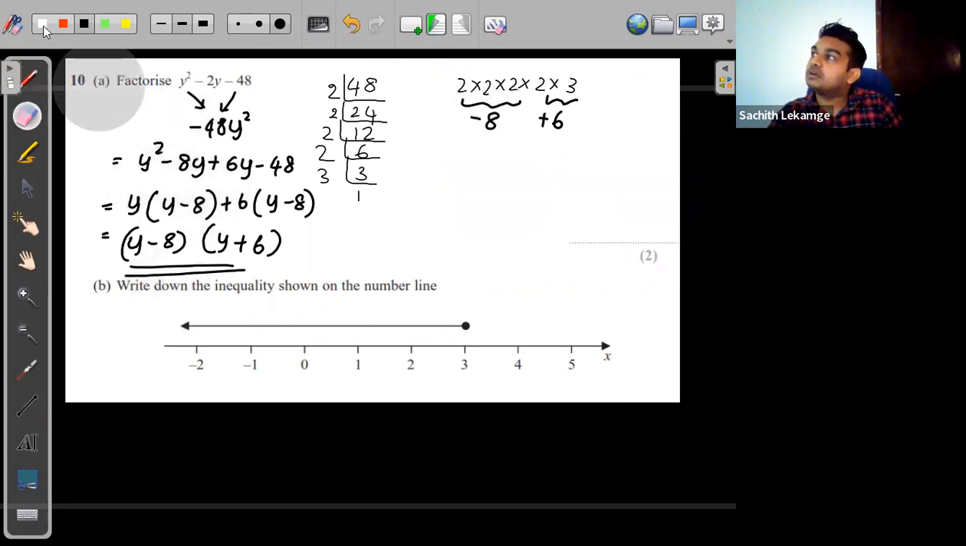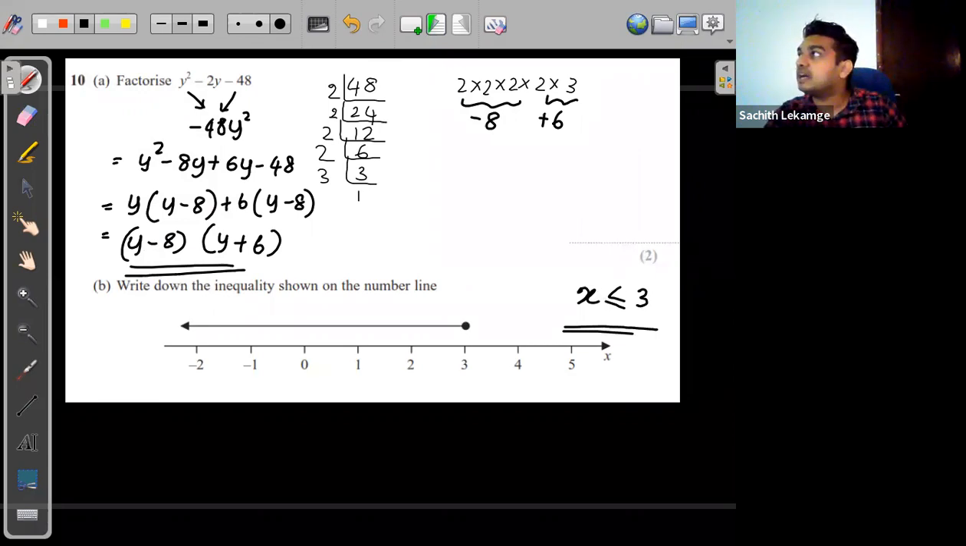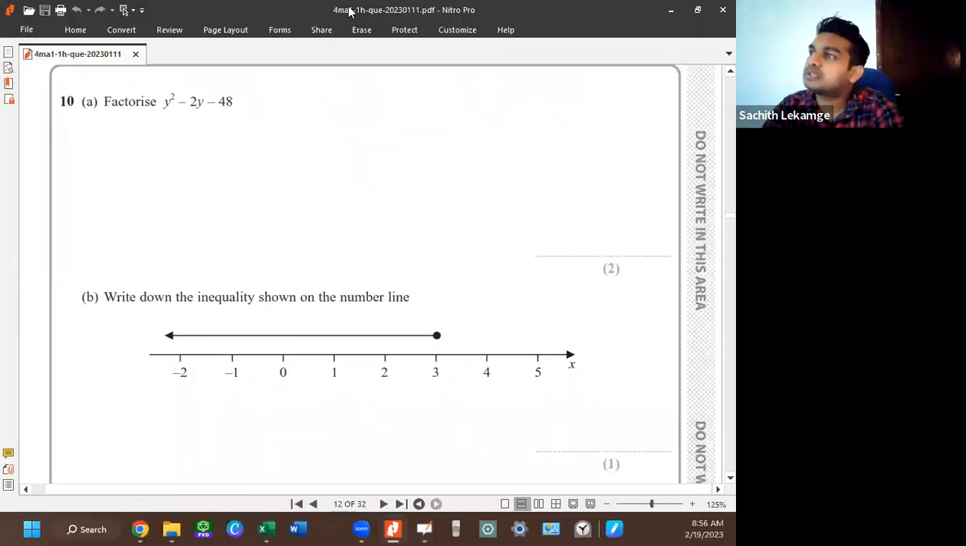Write down the inequality shown on the number line. So a black dot means an equal sign. So x is smaller than or equal to 3. Got it? This equal sign should be there. Why? Because it is a solid dot, right? If it is an empty dot, then the equal sign is not there. Got it? So far okay? What is the next question?